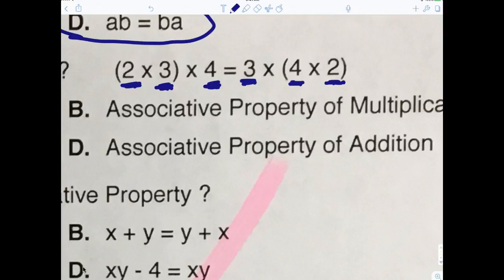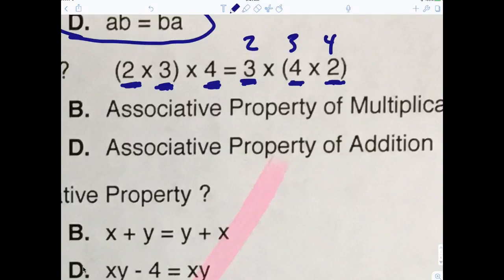No, I don't want you to guess. You've got to be brave. I said, are the numbers in the same exact order? 2, 3, 4 is not, it would have to be 2, 3, 4 in order for it to be the associative property. You hear me? The order, that's what I'm telling you.